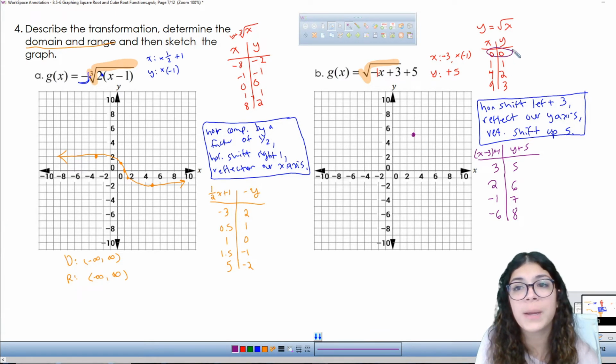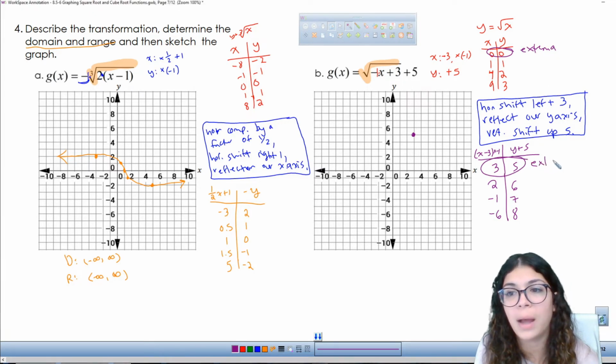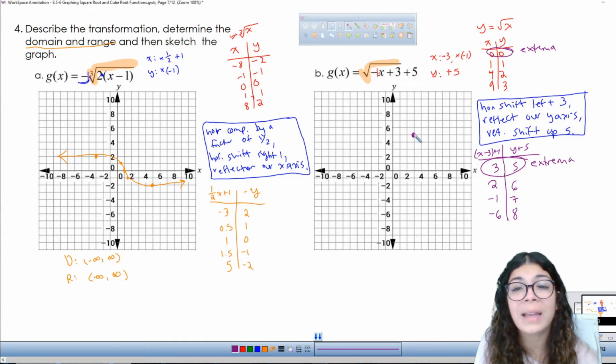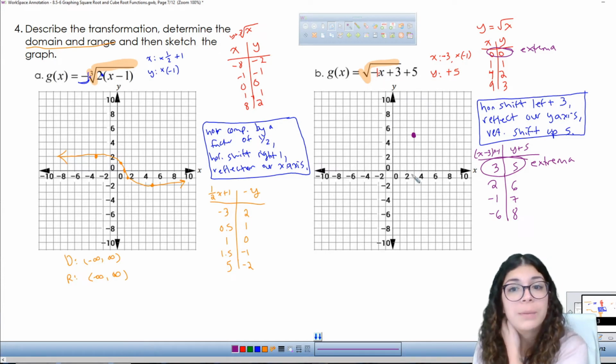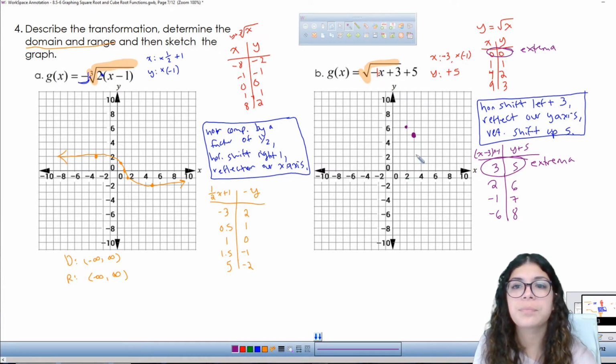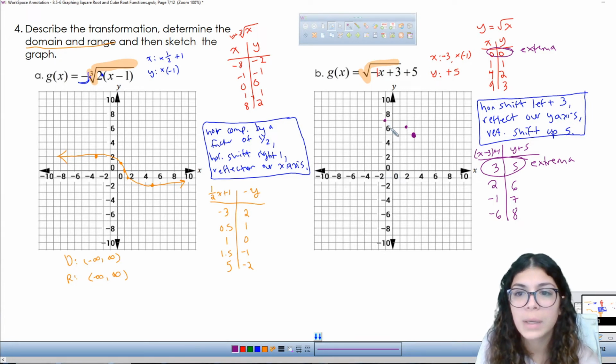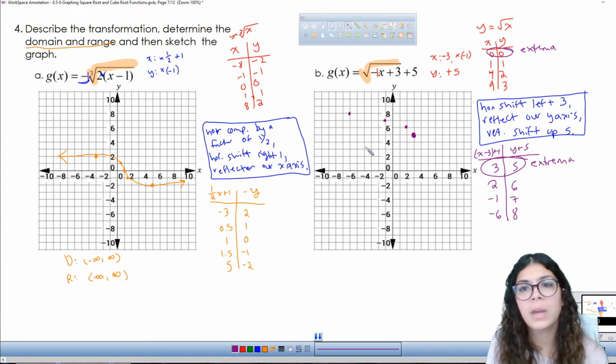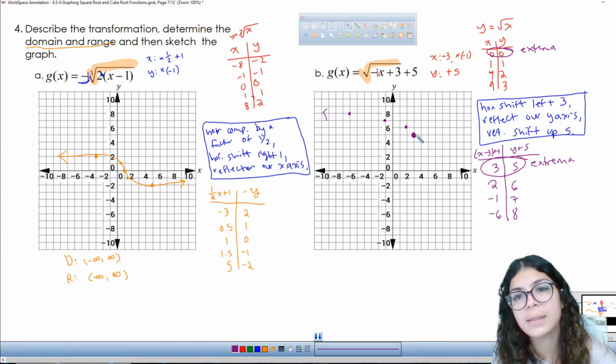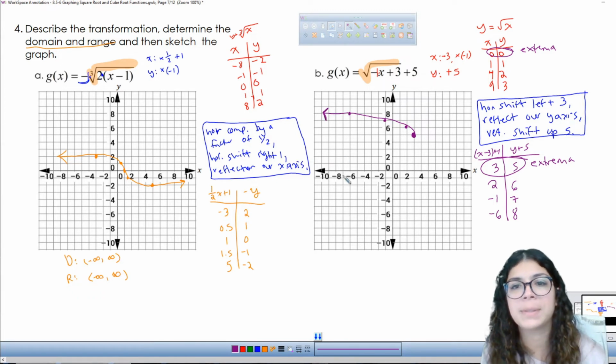And again, this is my previous extrema. So guess what? This is my new extrema. If you want, I like to get into the habit of graphing it just a little bit darker. So remember, that's my extrema point. 2, 6. -1, 7. And -6, 8. Okay, then we just go ahead and connect the dots. Again, extrema is the endpoint, and then you just go in the direction of the points and then the arrow on the opposite side.